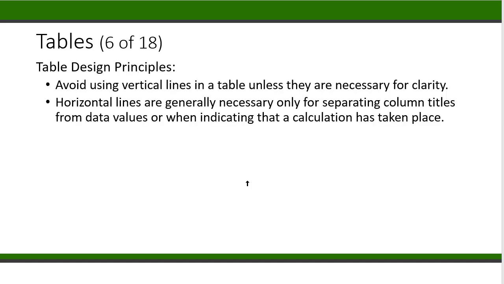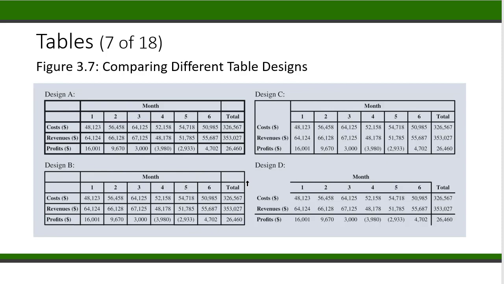Some principles for table design: try not to use vertical lines in your table unless it's absolutely necessary for clarity. You typically would only use horizontal lines that are useful for separating column titles from your data values, or when some type of calculation takes place. So here we have different table designs.